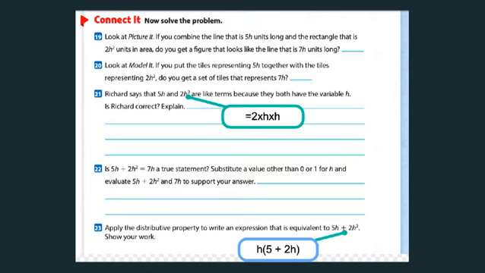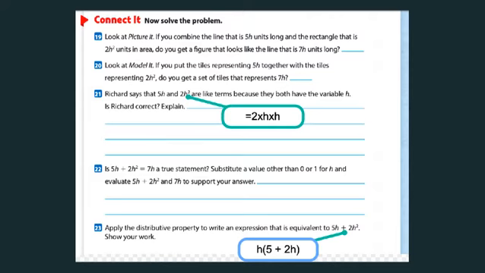Question 19 says, look at the picture. If you combine the line that's 5h units long and that rectangle that is 2h square units long, are you going to get a figure that looks like the line that's 7h units long? We talked about that. When you look at the picture, when you add those two, are you going to get a line? That's a yes or no answer.